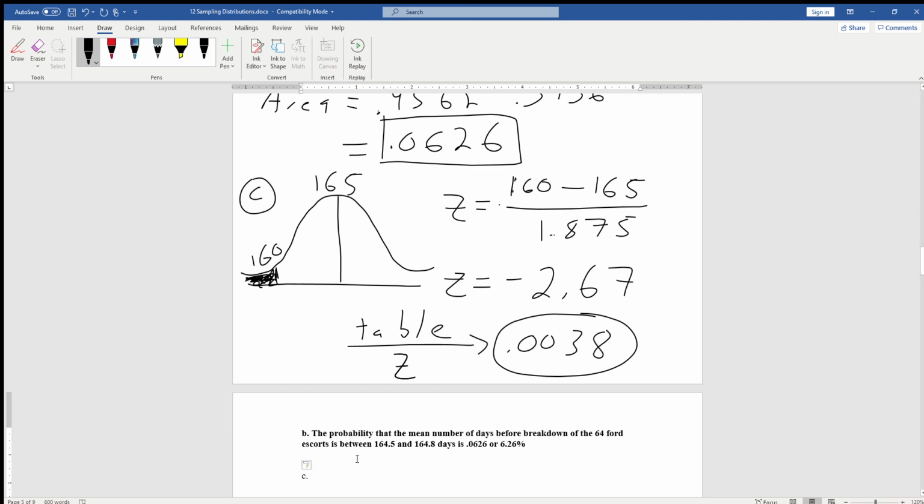And for C, if I were to interpret what that means, C just says that the probability that the mean number of days before breakdown of the 64 Ford Escorts is less than 160 days is 0.0038, which is equal to 0.38%. So not very likely. We just want to make the point that this is highly unlikely.